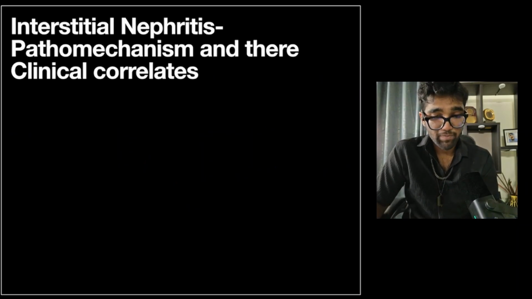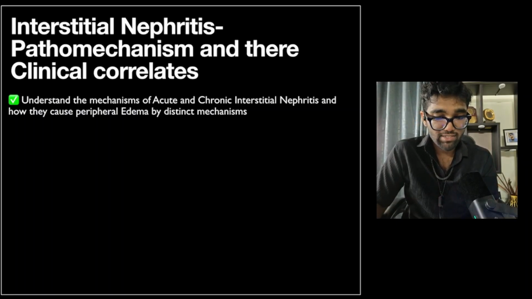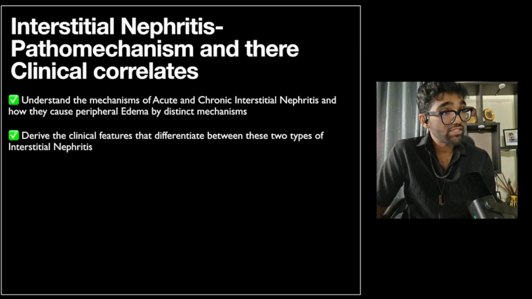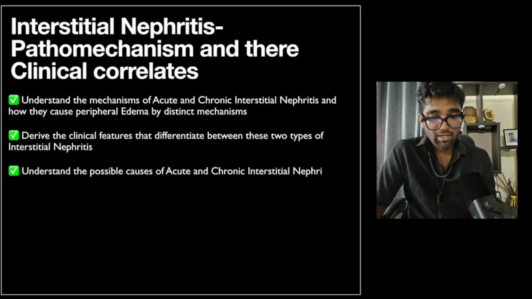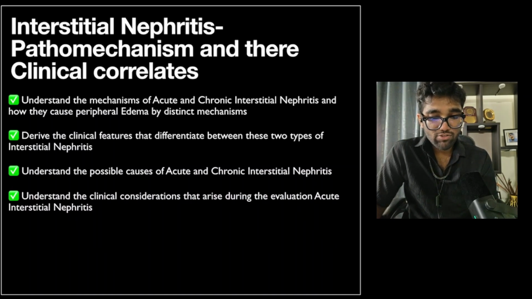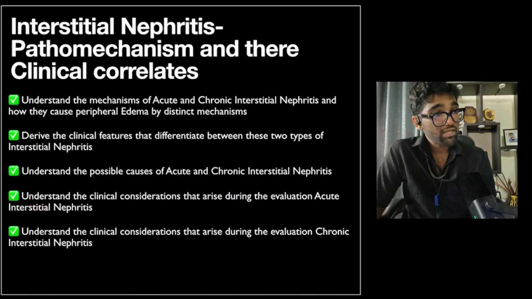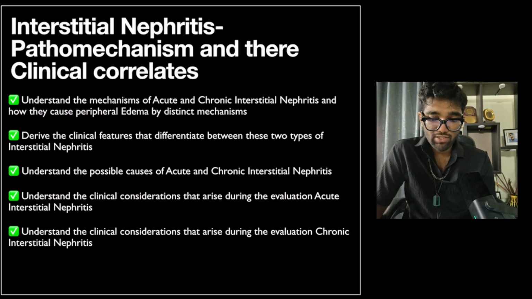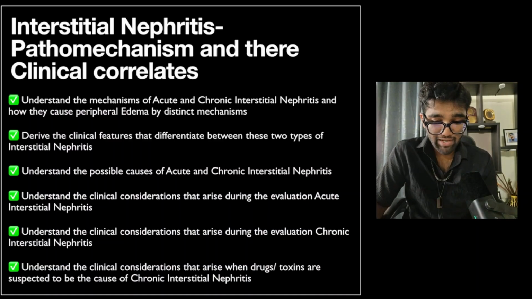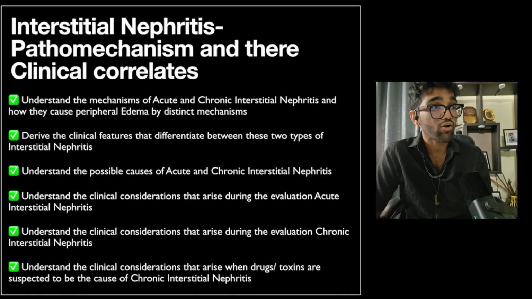So it's something that we need to again be aware of and be very judicious about while evaluating suspected chronic interstitial nephritis. Now, in this discussion, we've discussed the mechanisms of acute and chronic interstitial nephritis and how they cause peripheral edema by distinct mechanisms. We've derived the clinical features that differentiate between these two types of interstitial nephritis. We've understood the possible causes or the etiologies of acute and chronic interstitial nephritis. We've understood the clinical considerations that arise during the evaluation of acute interstitial nephritis, the distinct clinical considerations that arise during evaluation of causes of chronic interstitial nephritis, and finally, we've understood the very important 5 clinical pointers that point towards those 5 different drugs or toxin exposures that result in chronic interstitial nephritis.